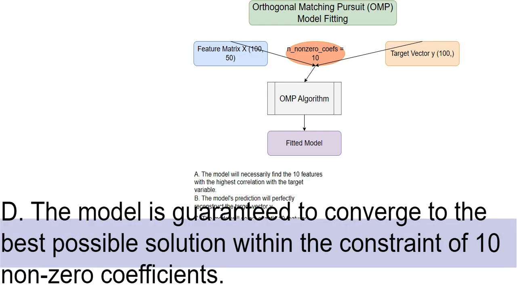This is also false, similar to statement A. Because OMP is greedy, it makes the best decision it can at each step. But because it never looks ahead, it doesn't guarantee to find the absolute best solution among all possible sets of 10 features. It's like taking the quickest route up a mountain. You might reach the top but not necessarily the highest peak.